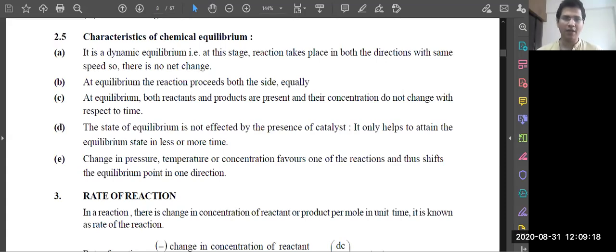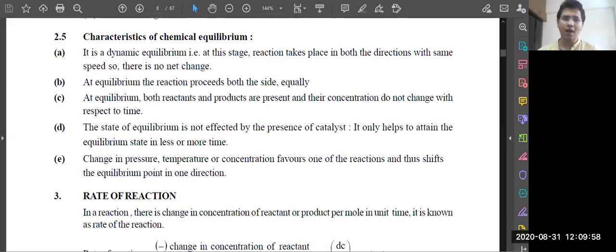Second, the reaction should be reversible, meaning it should proceed in both ways. Again we are repeating all the concepts: ultimately it's only one thing, the rate of forward reaction is equal to the rate of backward reaction. The third point is that the concentration does not change after equilibrium, unless and until we make some changes. If an equilibrium is achieved, it will maintain the equilibrium position unless we try to change it. We'll study how we can change it.